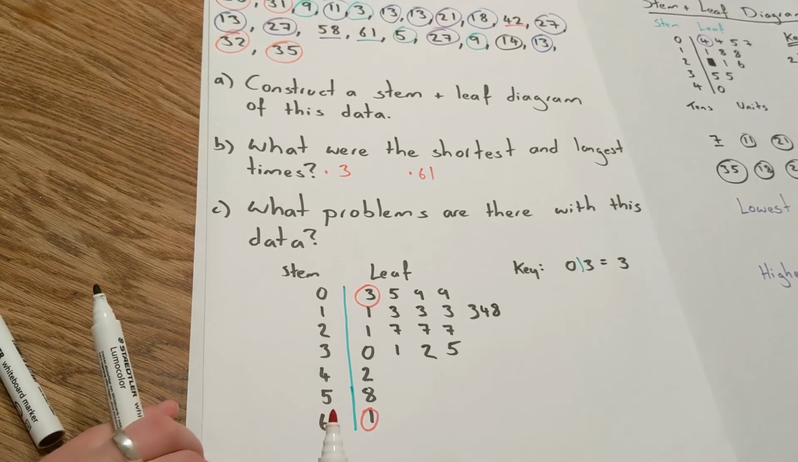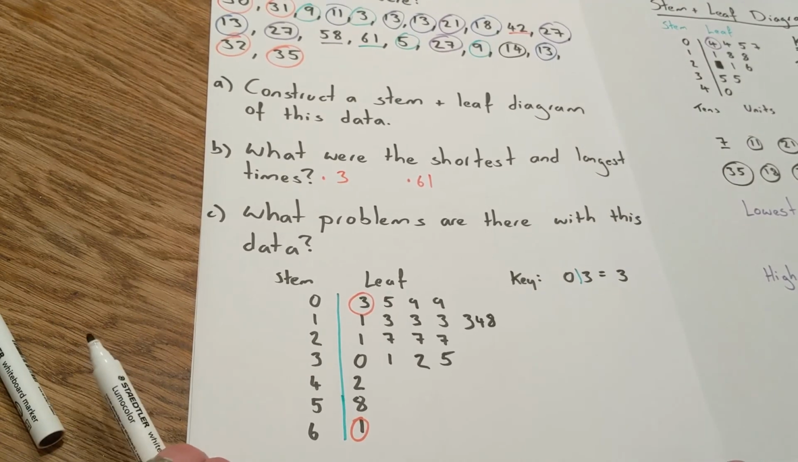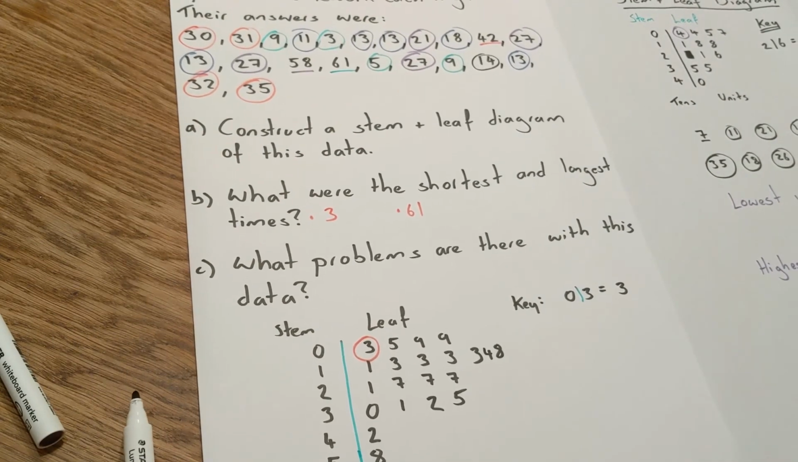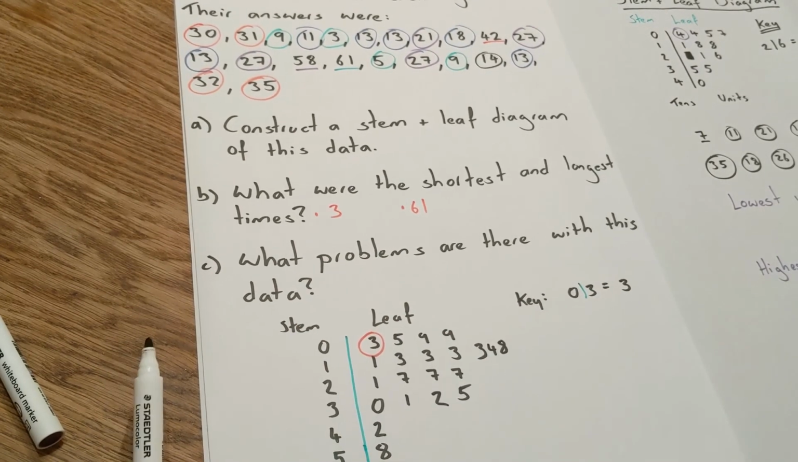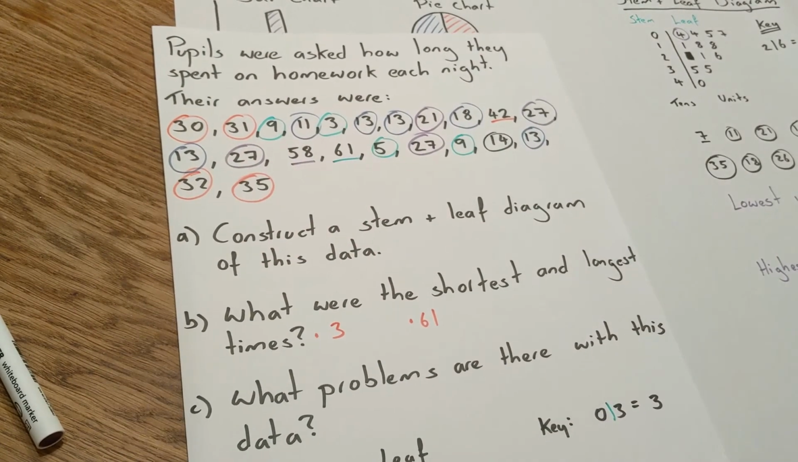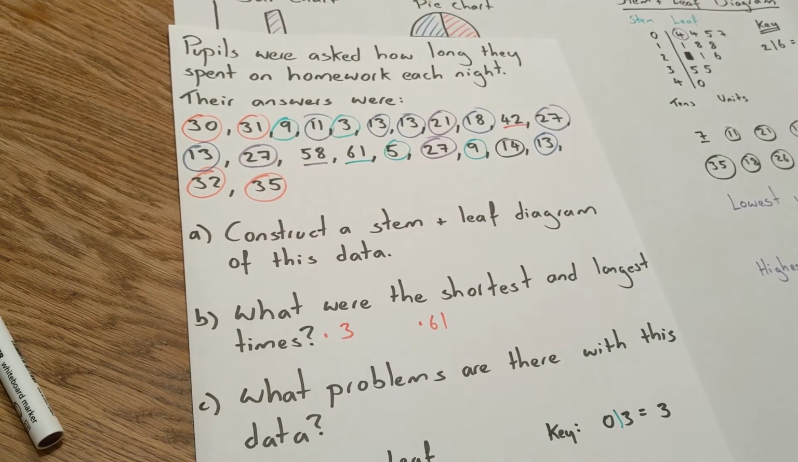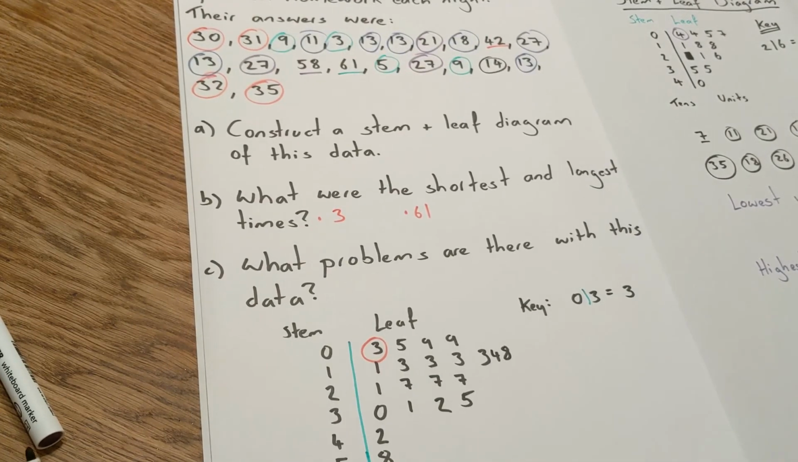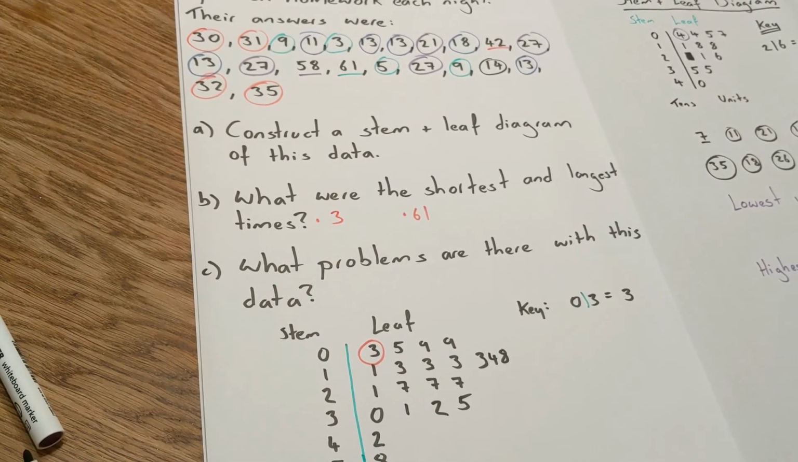Okay, now this last question I'm going to leave with you, and I want you to have a little think about it, and I'll address it at the start of the next video. But my question to you is, what problems are there with this data? So this is the information I've given you. I've said pupils were asked how long they spent on homework each night. These were their answers they gave. And so I want you to have a little think about, for the next video, what problems are there with that data. Okay, so keep that in mind, keep having a wee think about it. And that's us for this video, so goodbye.